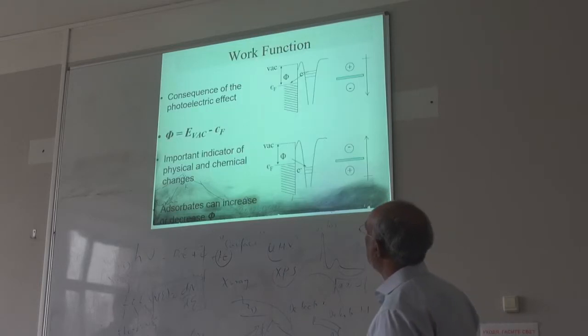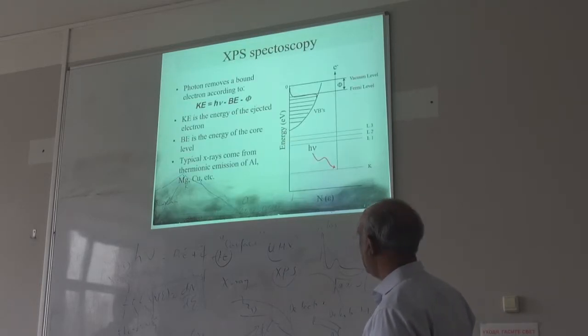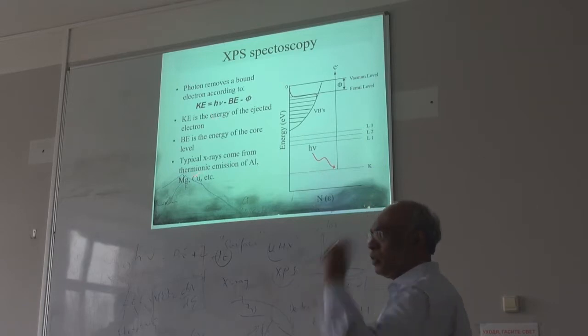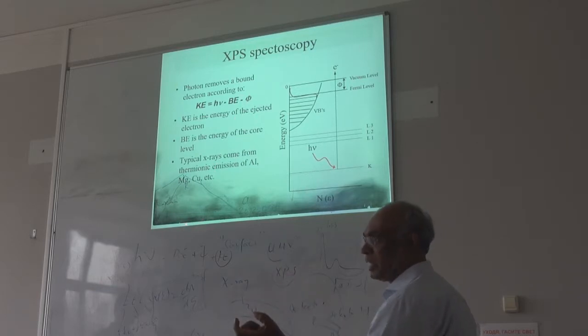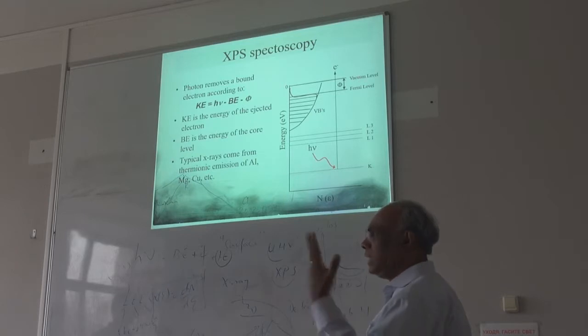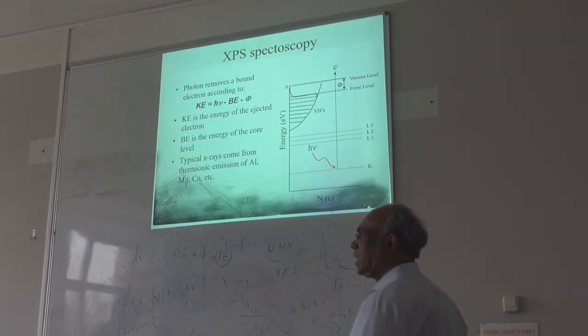So that means when you measure, this is what you are measuring, right? From that you can get information. We know the energy of the incoming light. Then we know the work function of that material. Then you can easily see what is the binding energy. Each element has a specific binding energy. From that you can easily identify what materials are there.